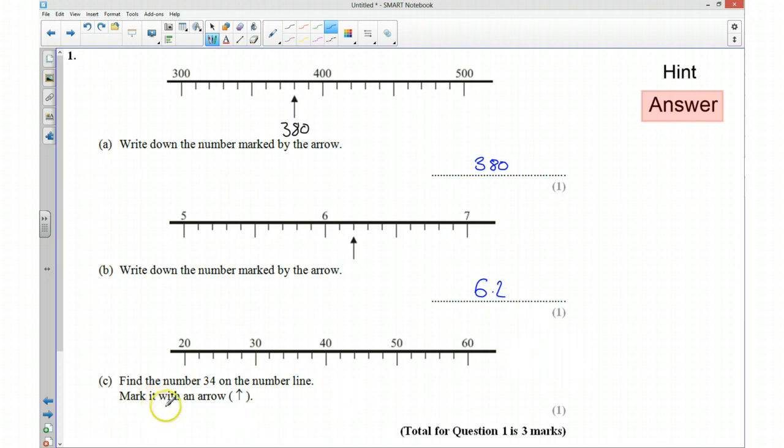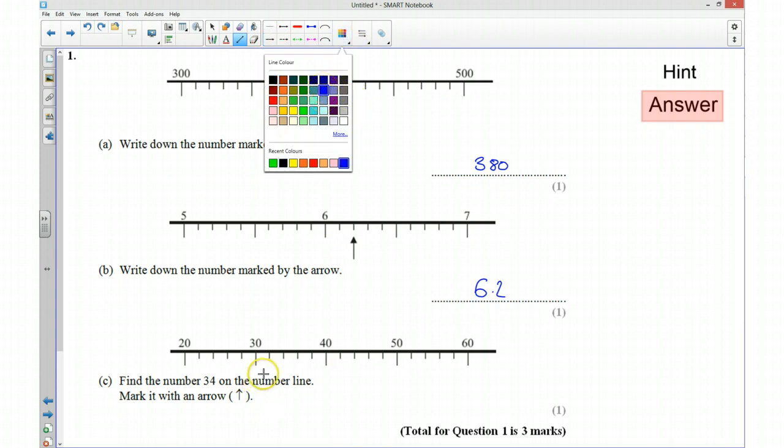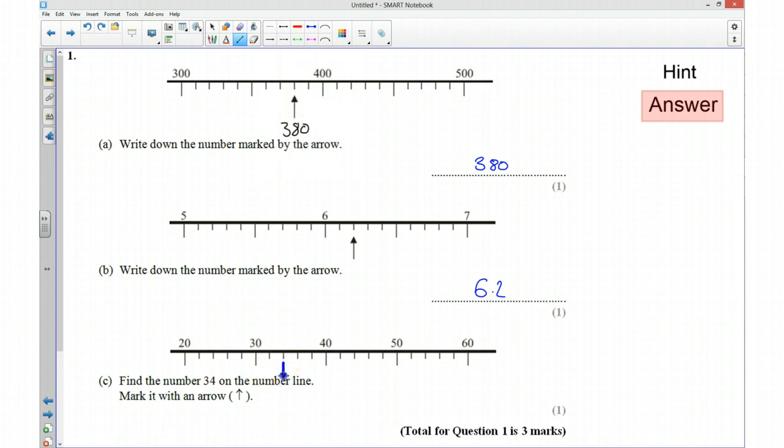Okay, finally part C says find the number 34 on this number line and mark it with an arrow. So the number 34 is going to be, well, this time the gaps are going to be worth 2 each. So that's 32, 34, 36, 38, 40. So 34 is going to be over there. Okay, and there you go, there's your 3 marks.